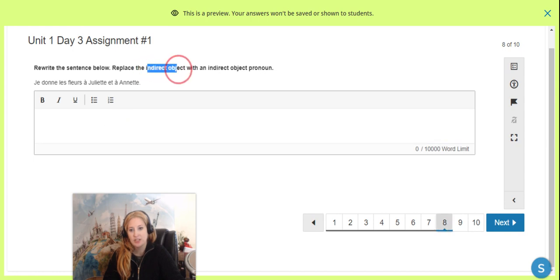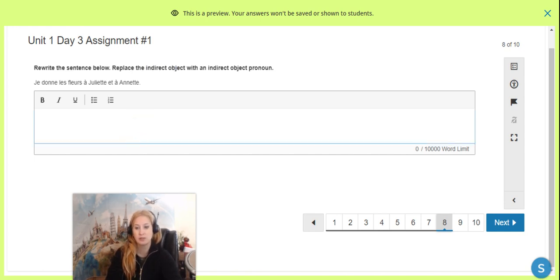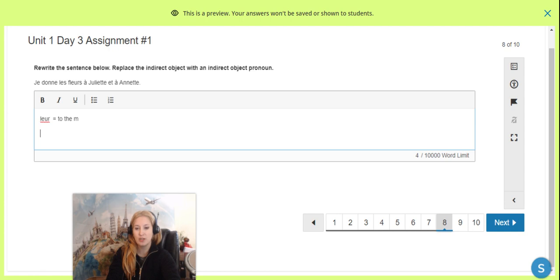Now we're indirect, so that's to or for whom. I'm giving flowers to Juliet and to Annette. To whom? To Juliet and Annette, or we would say to them, which is leur. There's one verb, give. Je leur donne les fleurs. And that's how we say I'm giving them the flowers.